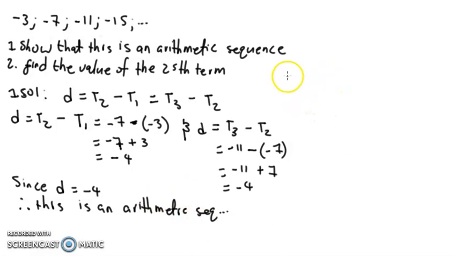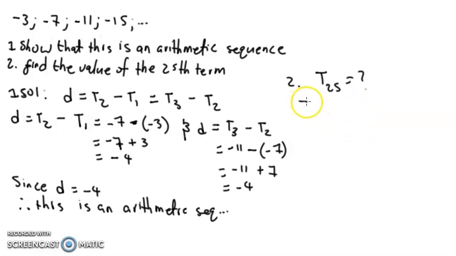Okay, number 2. We are asked to find the value of the 25th term. The 25th term is t25. That's what we want. For us to find the value of the 25th term, we need to find the general term so that we can substitute n is equal to 25 in the formula that will eventually give us the term.